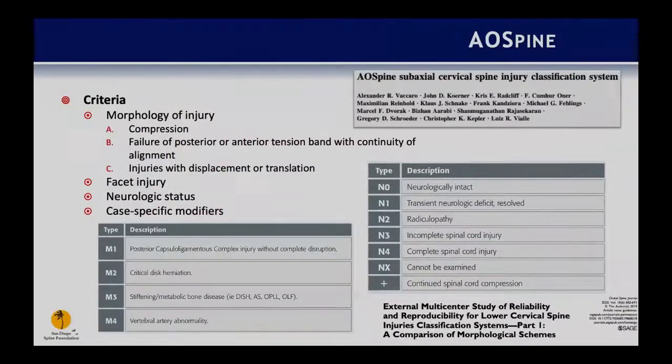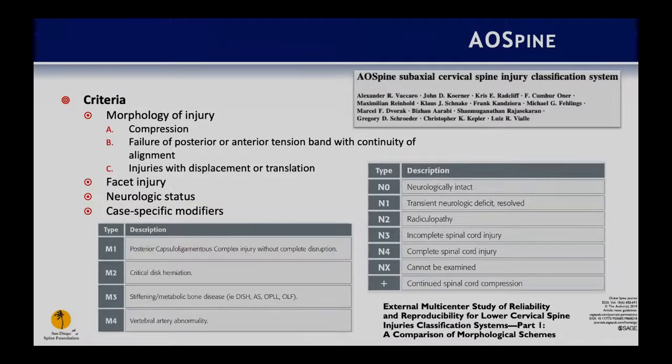So initial studies of the SLIC showed greater than 90% agreement between the scores and treatments. However, some further follow-on studies demonstrated poorer inter-observer ratings, mostly regarding the morphologic classification. So the most recent classification system is the AO Spine. This was published by Vaccaro et al. in the European Spine Journal in 2016.